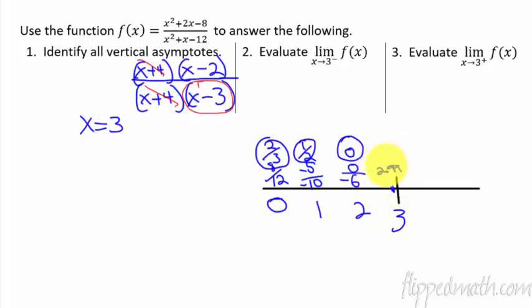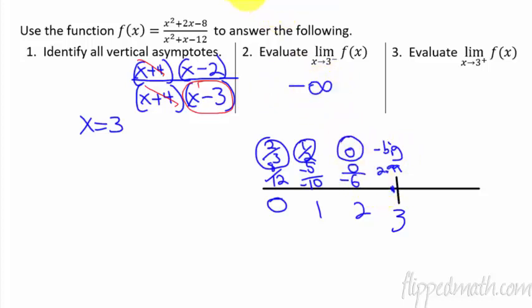So what I'm trying to get you to understand is you don't have to have a graph if you just plug numbers in really close to 3. This one is going to become a negative big number. Really, really big right there. So this one is approaching negative infinity.